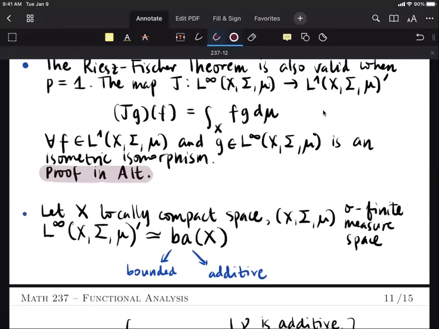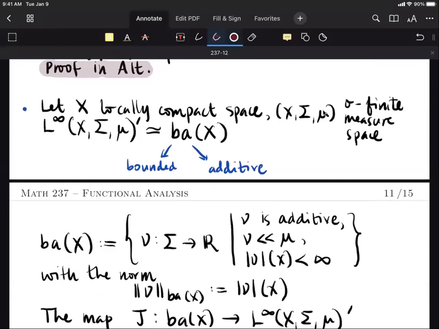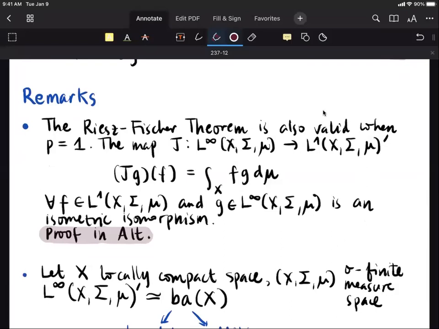So if we have this dual, this is now the dual of L infinity up to an isometric isomorphism. So the case where p is equal to infinity is a bit complicated because it consists of signed measures. In particular, additive signed measures that are absolutely continuous with respect to mu and have a finite total variation.